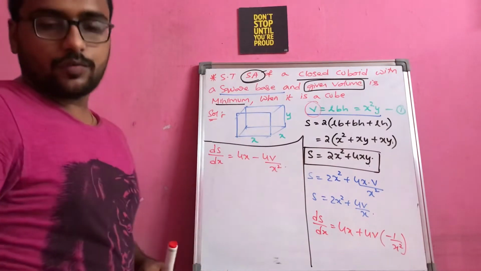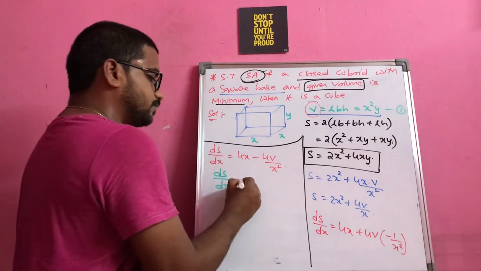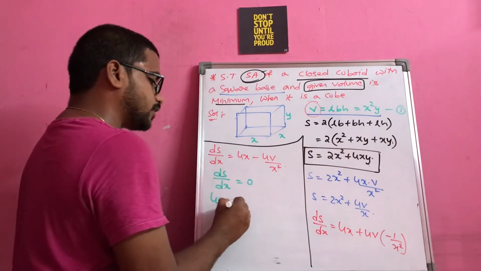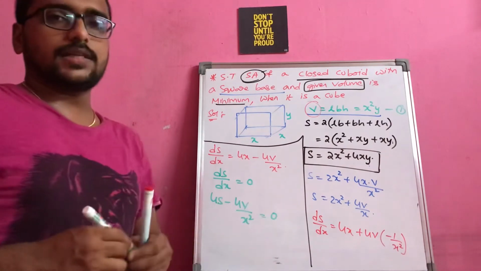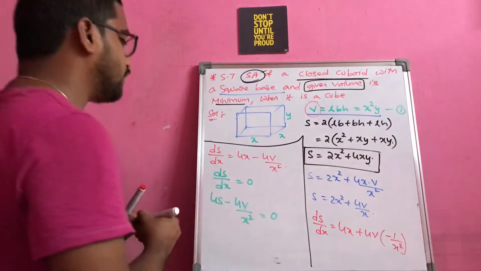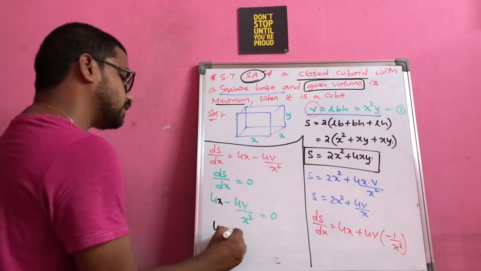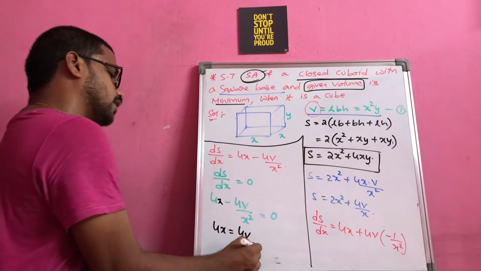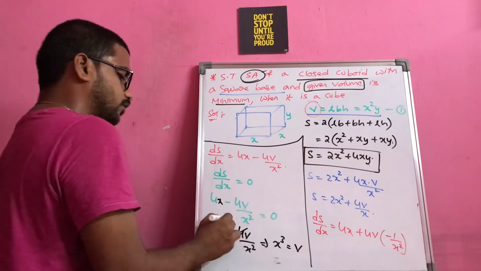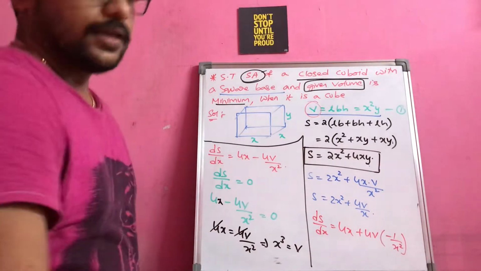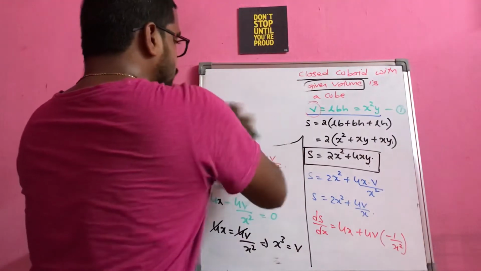So after this, what we will do according to our procedure, we will equate dS by dx to 0. If I equate dS by dx to 0, 4x minus 4v by x square is equal to 0. So if you simplify this further, 4x is equal to 4v by x square. On further simplification, I am getting x cube is equal to v because 4 and 4 will get cancelled out, right? So now come to the remaining part of the question.